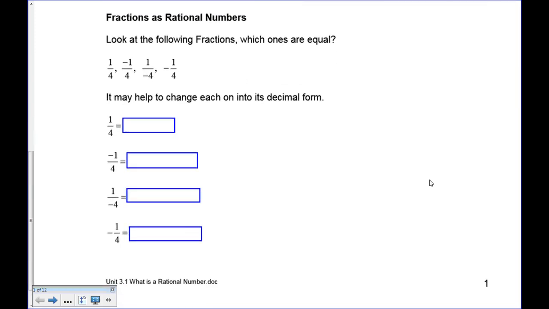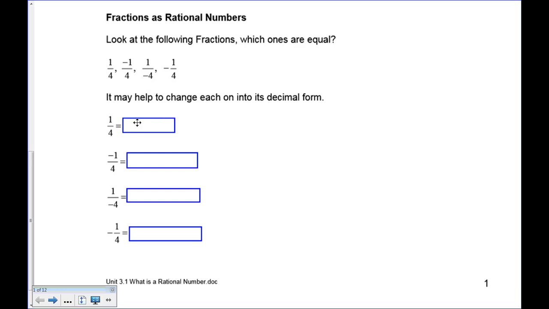This is one of the things I want to cover because it helps you when you're doing some of your algebra later. If I've got 1 over 4, negative 1 over 4, 1 over negative 4, and a negative 1/4 here, which one of these are equal? So just think about it for a second. Now, you'll notice that this one is the only one that doesn't have a negative in it in either place. This one has a negative here, a negative there, and a negative there.